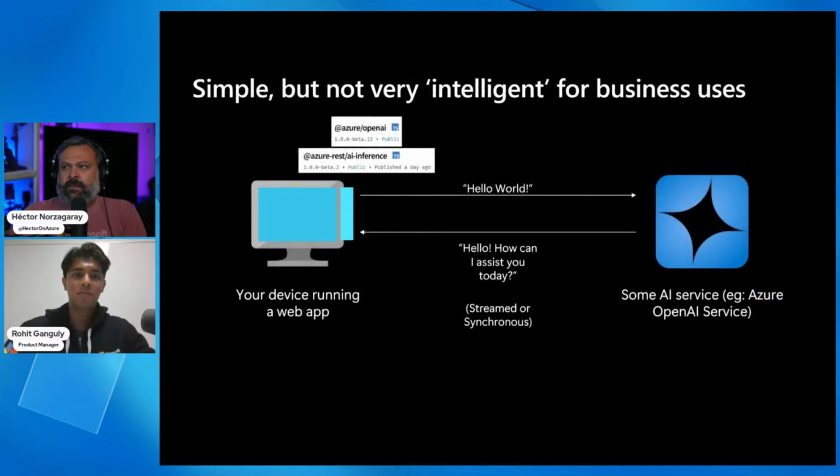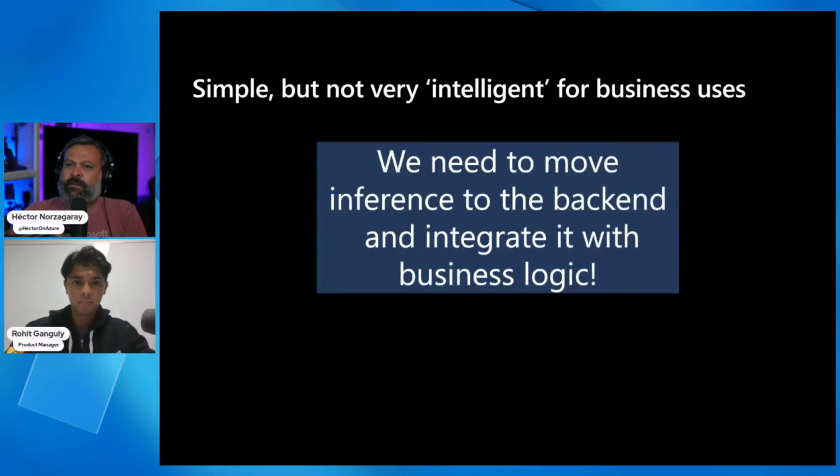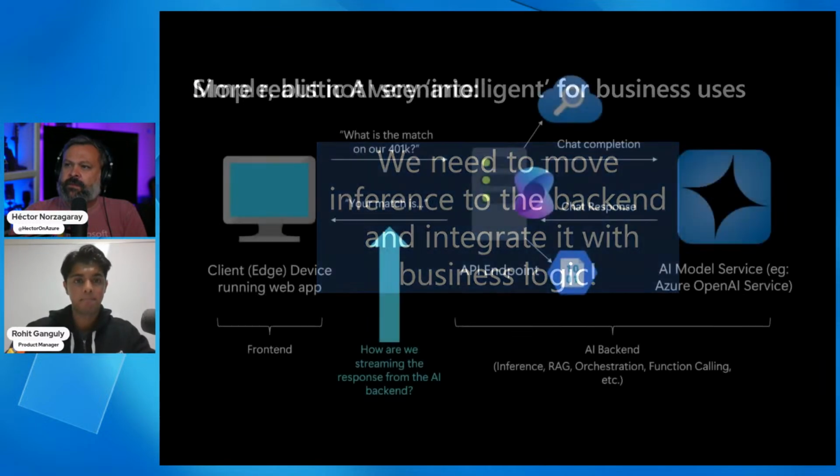So we can jump back into our very simple example. And now we know it's simple, but it's not very intelligent, and it's not really helpful for business uses, right? One thing that we can do here is that now that we have other pieces to interact with, the inference does not need to be on the client side anymore. We can move the inference to the backend and then integrate it with business logic. And we can jump into an example for that.